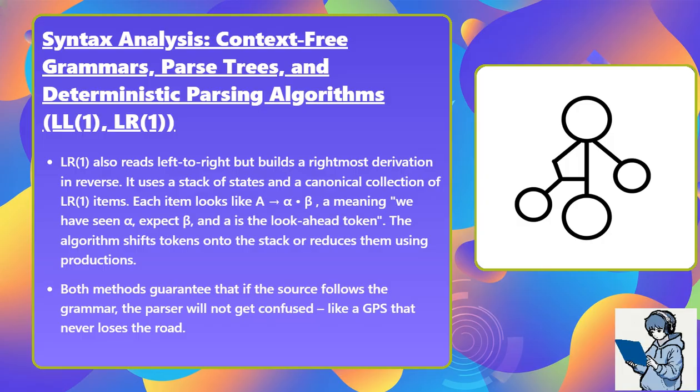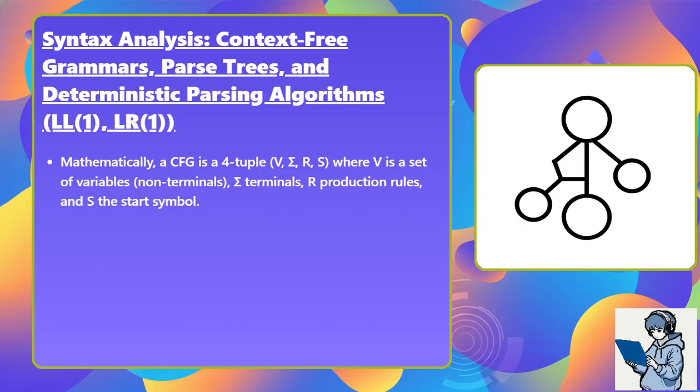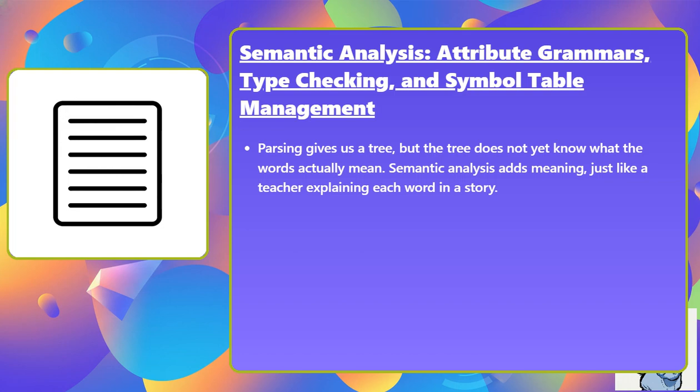Mathematically, a context-free grammar is a 4-tuple, V, sigma, R, S, where V is a set of variables, non-terminals, sigma is terminals, R is production rules, and S is the start symbol. Parsing gives us a tree, but the tree does not yet know what the words actually mean. Semantic analysis adds meaning just like a teacher explaining each word in a story.